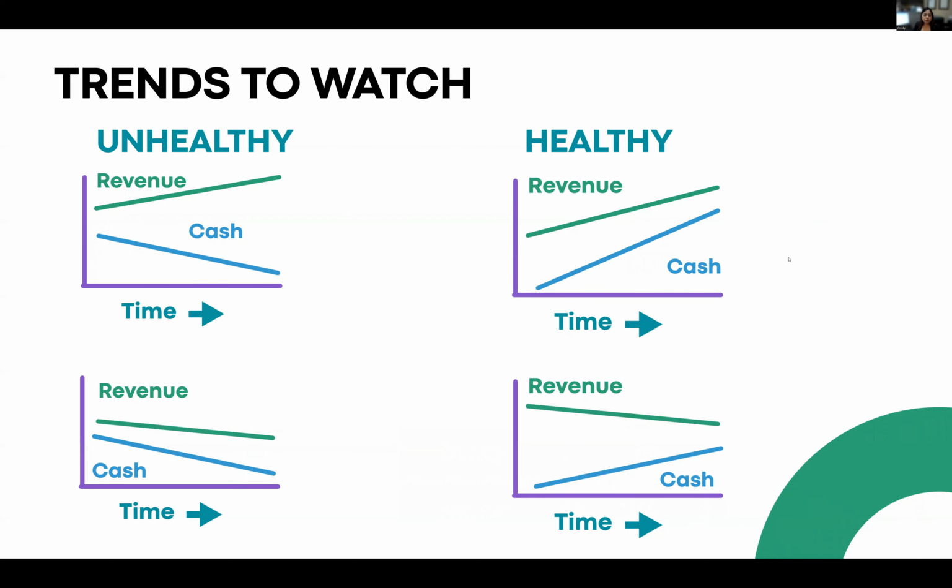So this is another trend to watch, and this is more on the cash. So unhealthy is when your revenue is increasing but your cash is decreasing, which is telling you that you have uncontrolled spending here. So of course the healthy is when your revenue is increasing, your cash should also be increasing. That means you are becoming profitable.